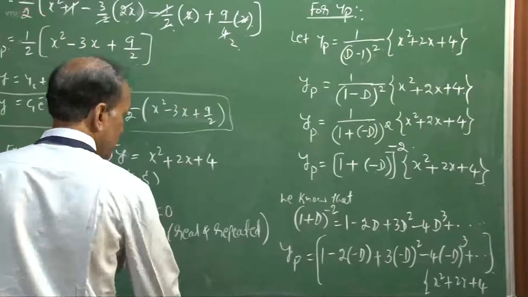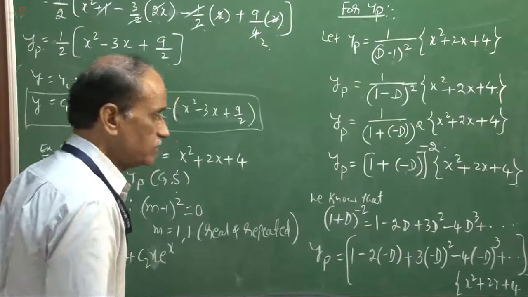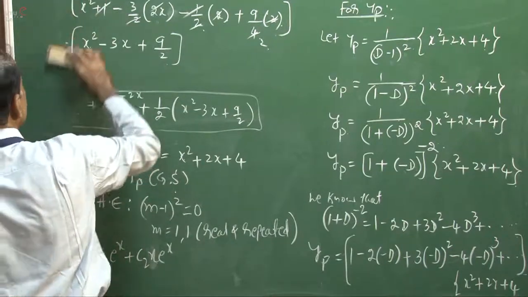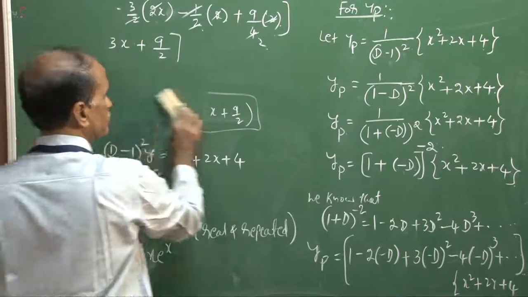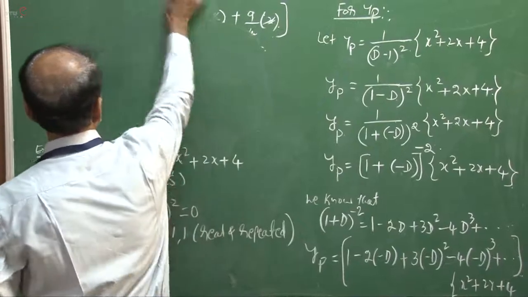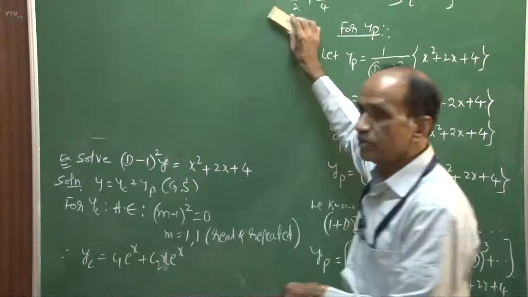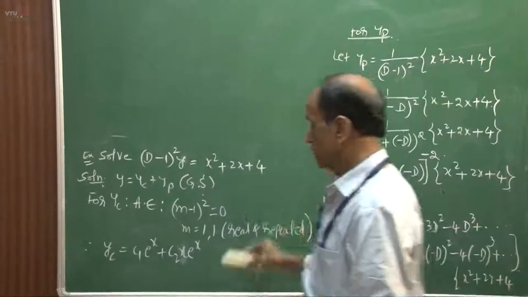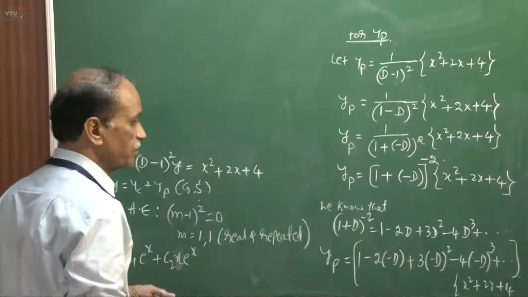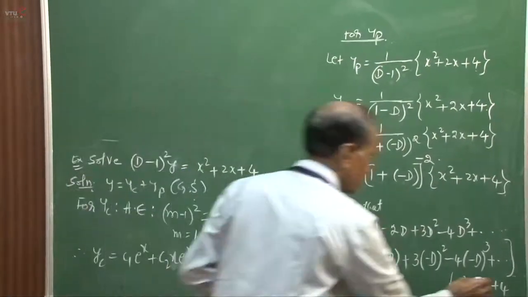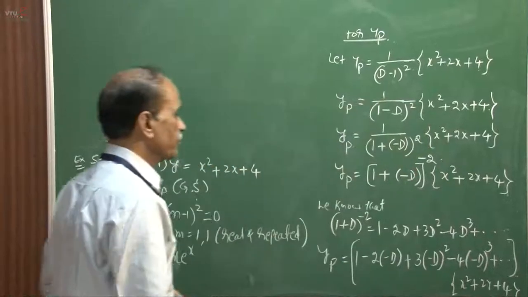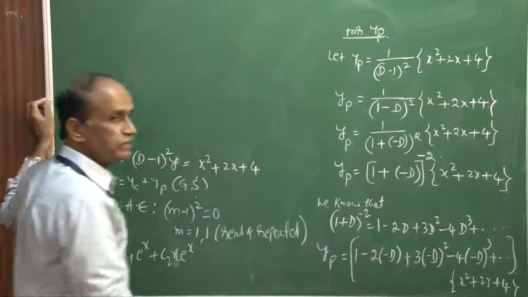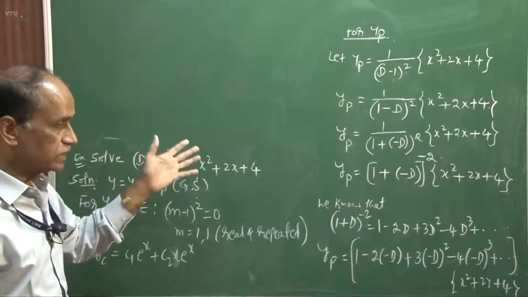Then what is the next step you have to write? You have to write the differentiation. How do you carry out that differentiation? Apply it to every term, according to the expanded terms you have shown in the brackets. There are 3 terms on the right side, x square plus 2x plus 4. The 1 is a constant, not an operator, so 1 will be multiplied to all the 3 terms.